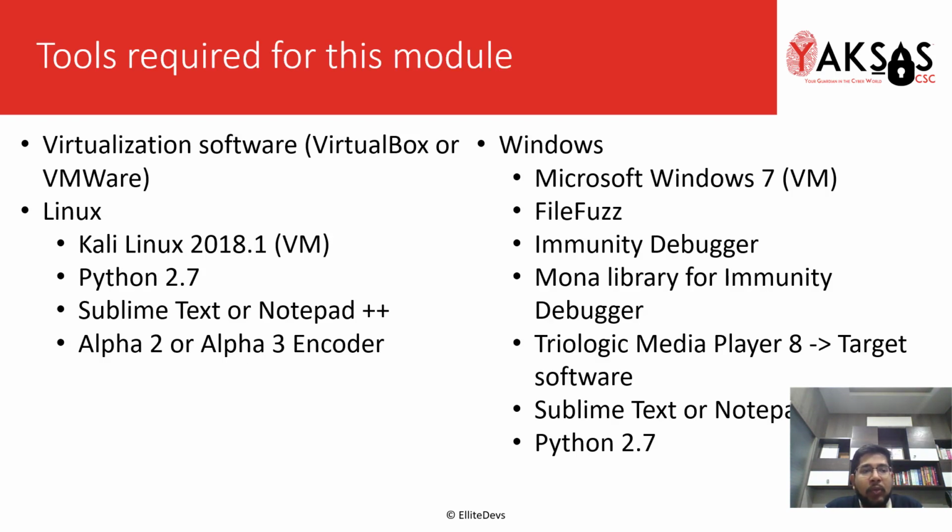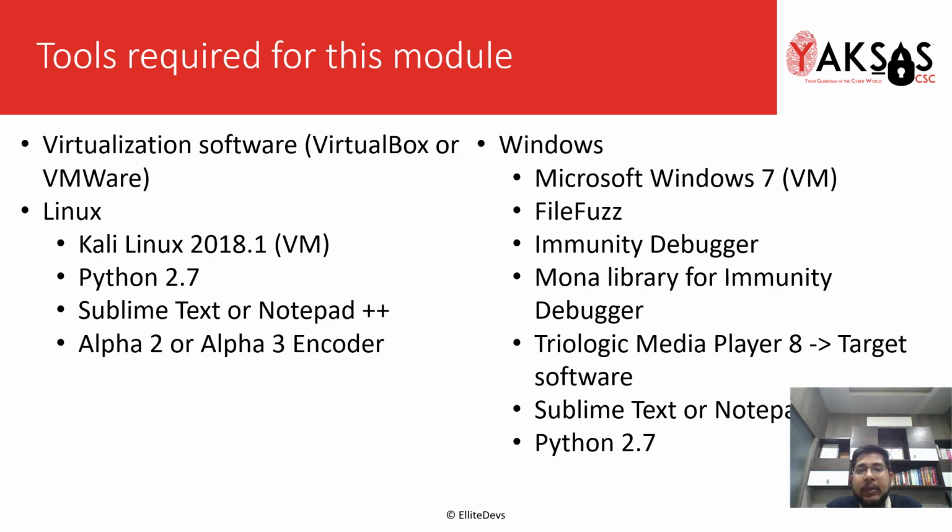These are the tools required for this module. We'll be needing a virtualization software. You can use either VirtualBox or VMware. We will be needing two machines, one running Linux and one running Windows. I will be using these as virtual machines. And for Linux, I will be using Kali Linux 2018.1. On Kali Linux, I have installed Python 2.7, Sublime Text or Notepad++. And I will also be needing Alpha 2 or Alpha 3 encoder.